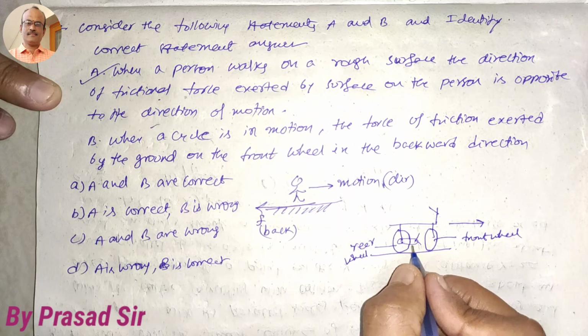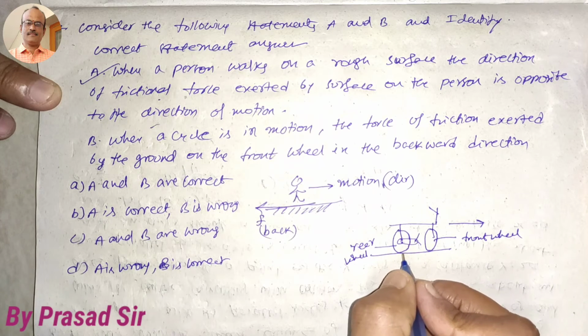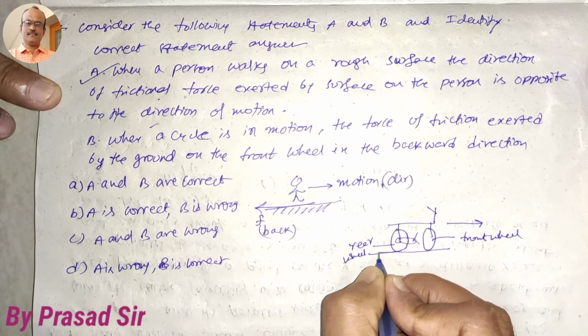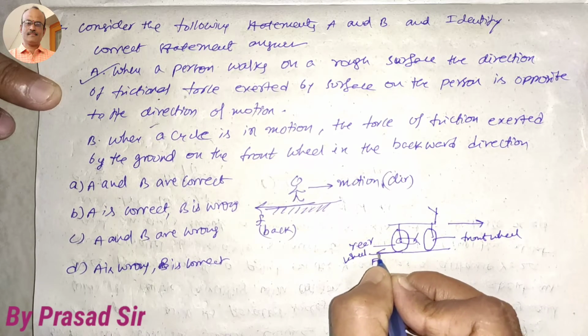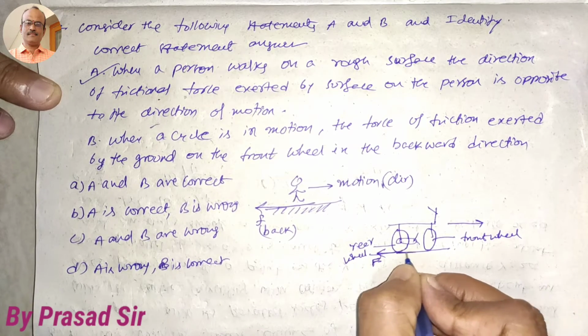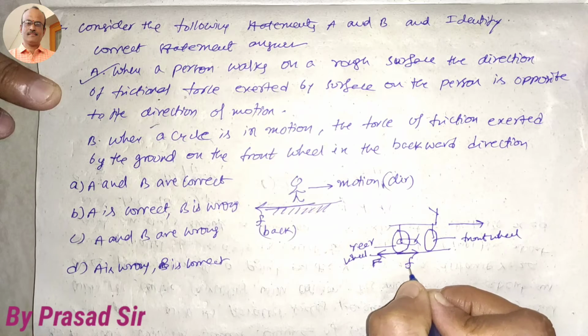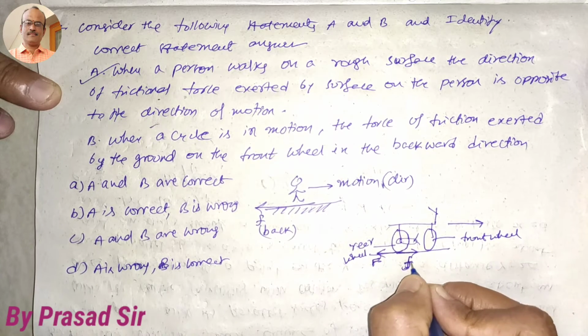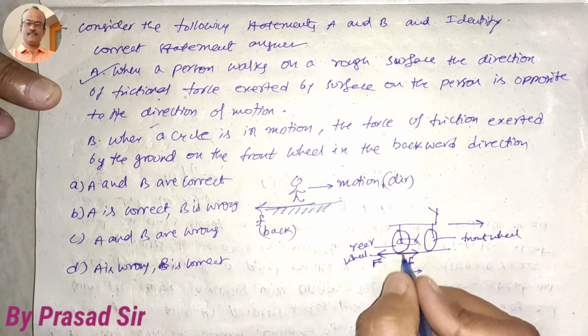So on applying the force, the rear wheel is moving in which direction? Backward direction. So that means force is applied in the backward direction. So frictional force in which direction? Forward direction. This is the frictional force in the forward direction for the back wheel.